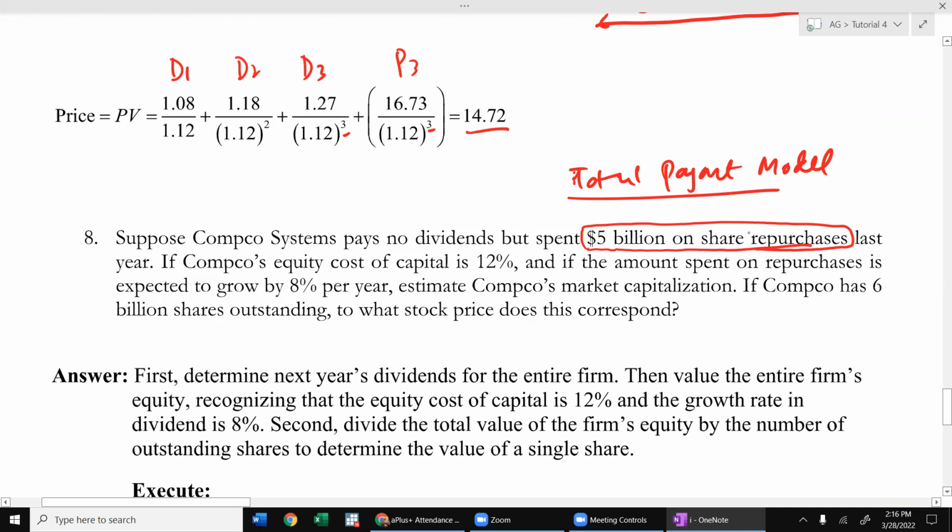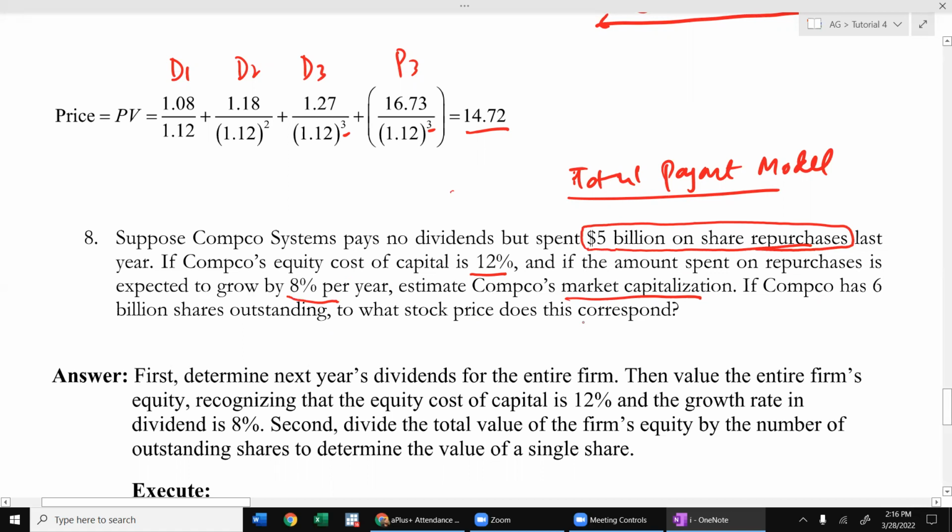So sometimes companies pay a dividend, a cash dividend. Sometimes companies also do share repurchase. When companies do share repurchase, the price of the shares increases because the number of shares gets lower. Last year, if the company's cost of capital is 12%, and if the amount spent on the repurchase is expected to grow by 8% per year, estimate Comco's market capitalization. If Comco has 6 billion shares outstanding, to what stock price does this correspond?